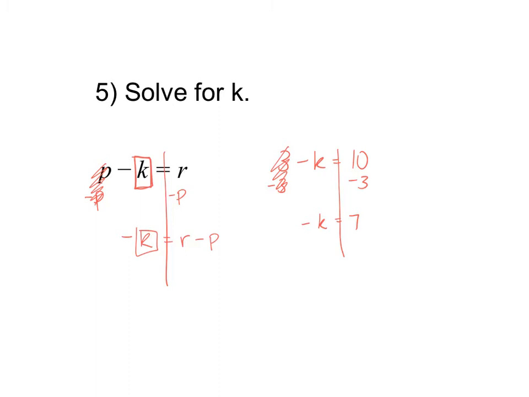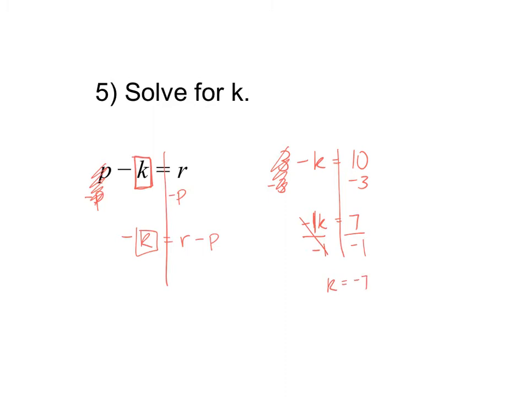Well, looking back to our number example over here on the right-hand side, I still need to get k by itself. So this negative is the same thing as negative 1. I'm going to divide both sides of the equation by negative 1. That will get rid of that negative 1 on this side, and I'm just left with k equals negative 7.